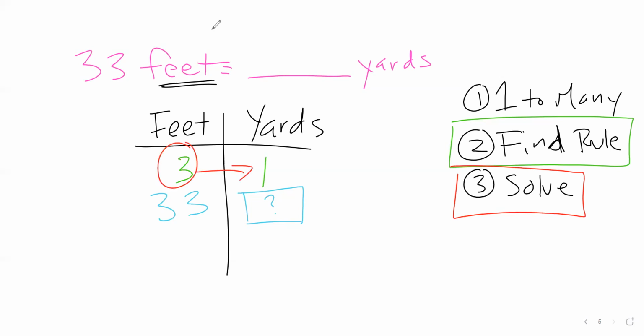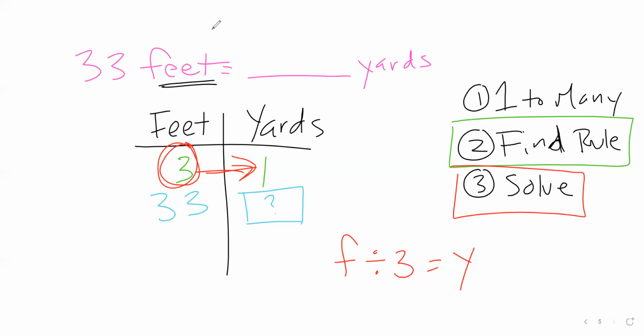So I started at 3. Okay, so I'm starting at feet and I'm ending with yards. Well, what we notice is that if I start at 3 and I go to 1, I'm actually getting smaller. So that means I have to be dividing. And again, if I look at that, 3 divided by 3 equals 1. So my rule states if I take my feet, divide it by 3, I'm going to get my yards.